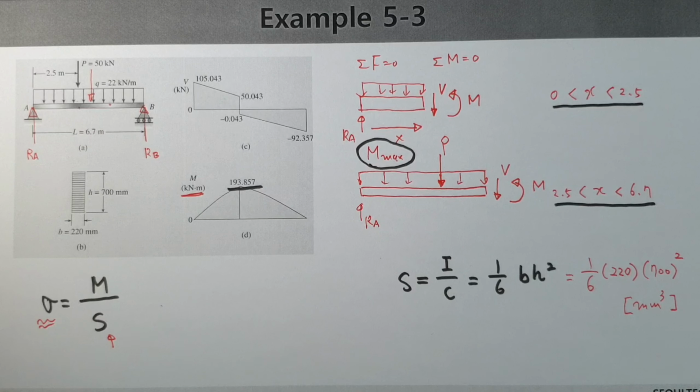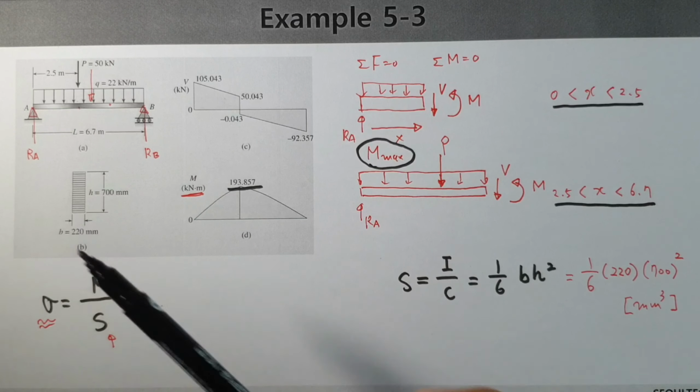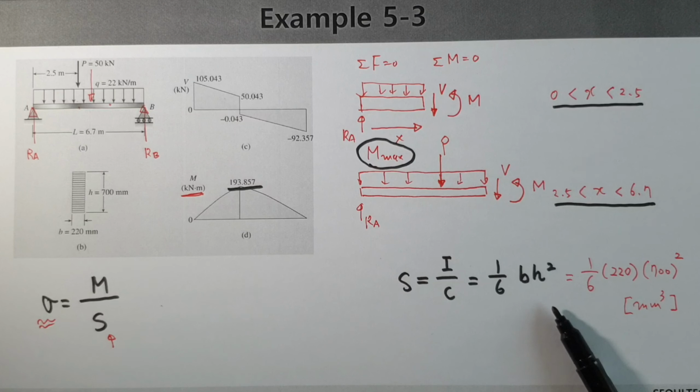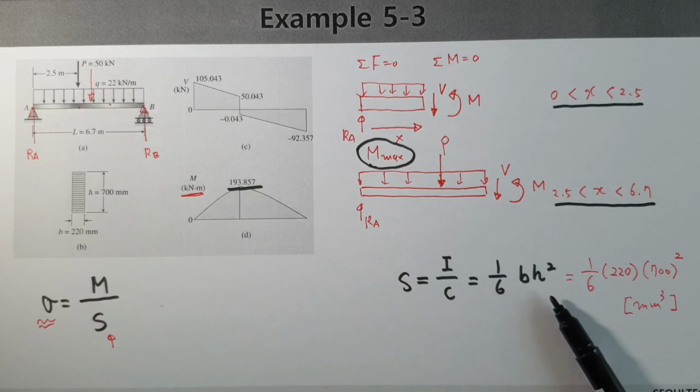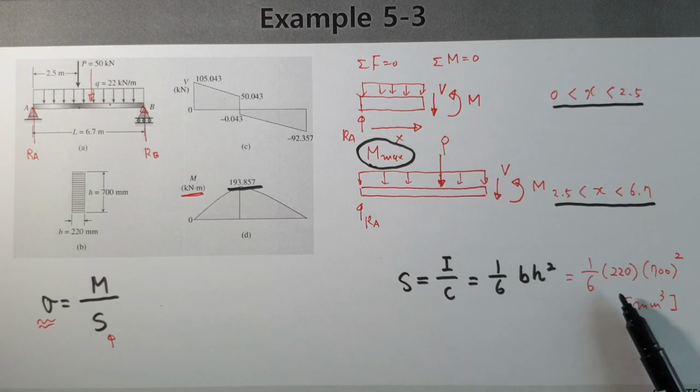Okay. Next, we would like to find the section modulus. In the case of a rectangular component, the section modulus is 1 over 6 BH squared, and we have the data related to width and height. Then finally we can get the section modulus.